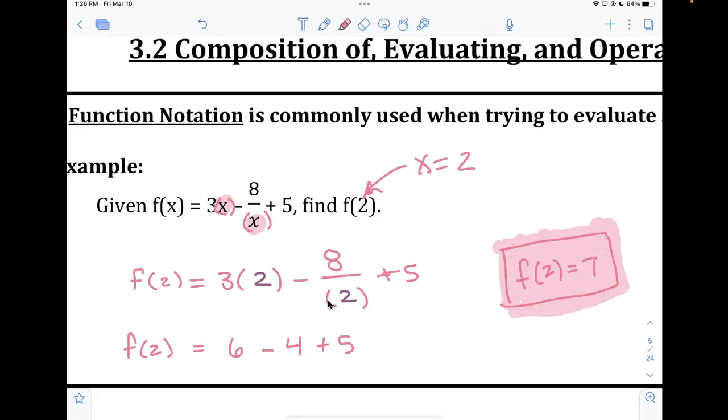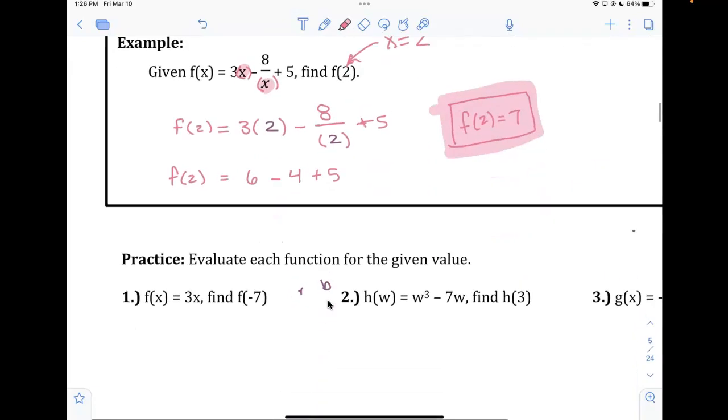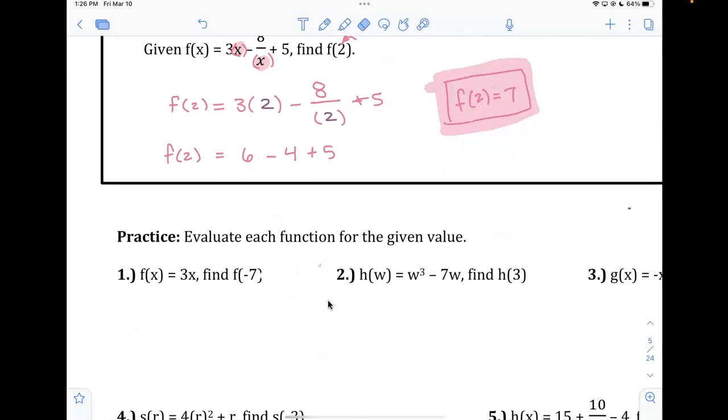So all you're doing is you're going to be given a function or an equation, and it will tell you what value to substitute in. So similarly, for number 1 here, f of x equals 3x, find f of negative 7. So that's your function. It's telling you what to substitute in. So we'll note finding the function when x equals negative 7. So instead of 3 times x, 3 times negative 7. So negative 21.